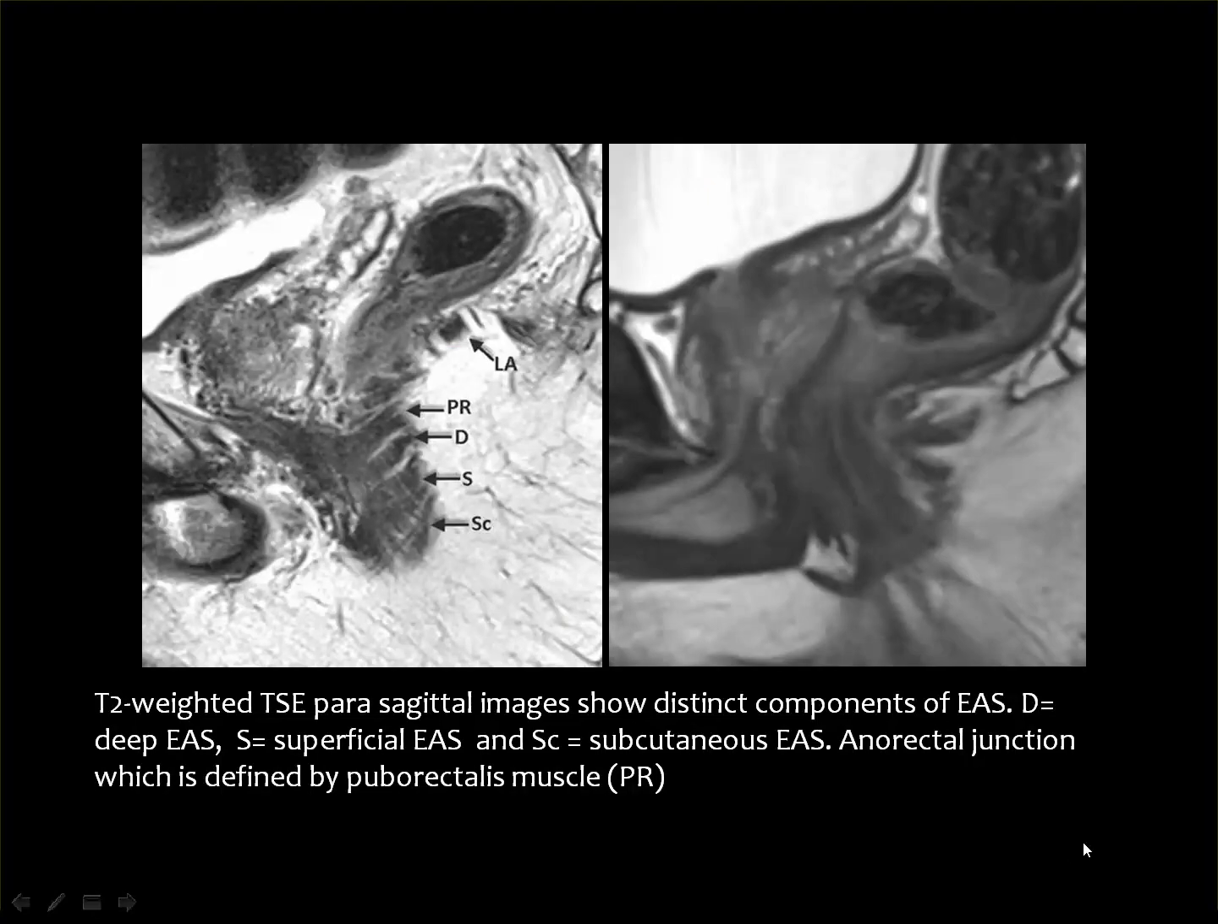Then in the sagittal image, as I have mentioned before, if you see the anal canal and you look posterior to it, then you may see these multiple low signal structures representing muscles, and these muscles are, from above downward: the one which is above is the puborectalis muscle, and the three components below it are the deep, superficial, and the subcutaneous parts of the external anal sphincter.